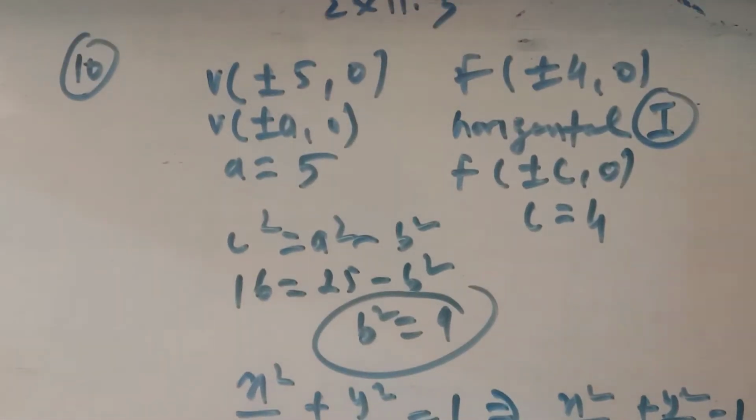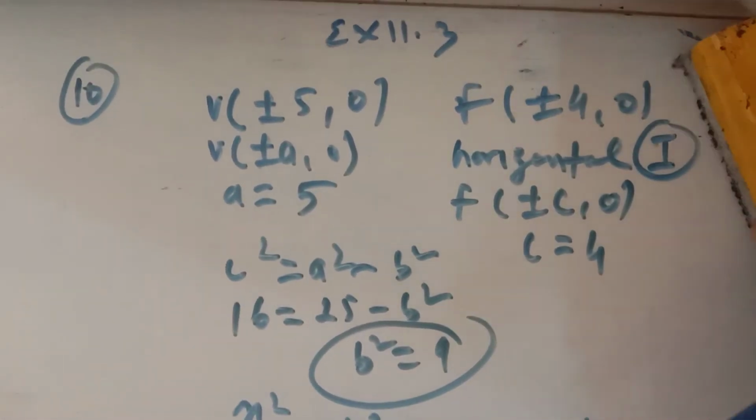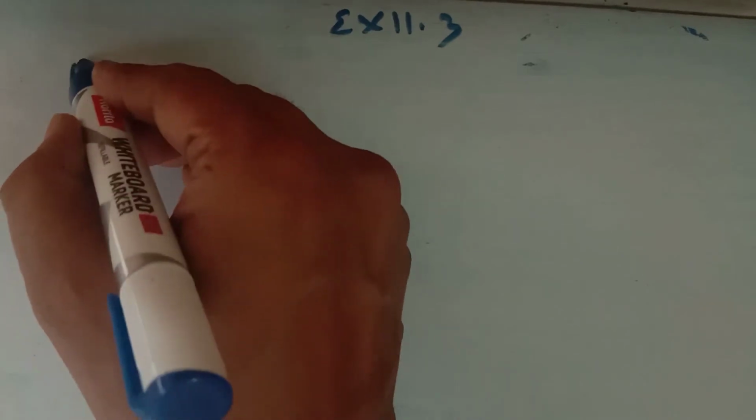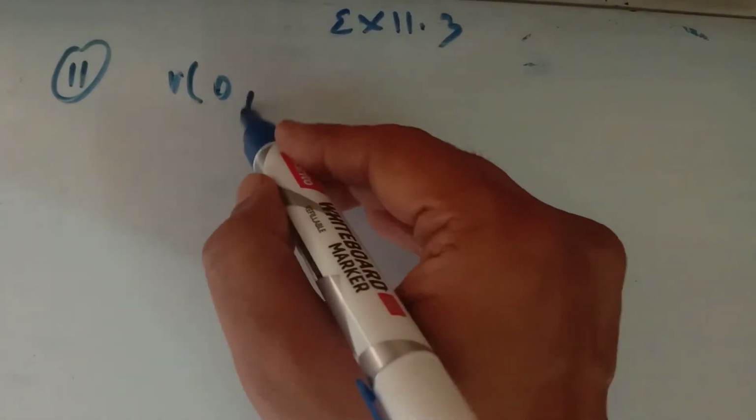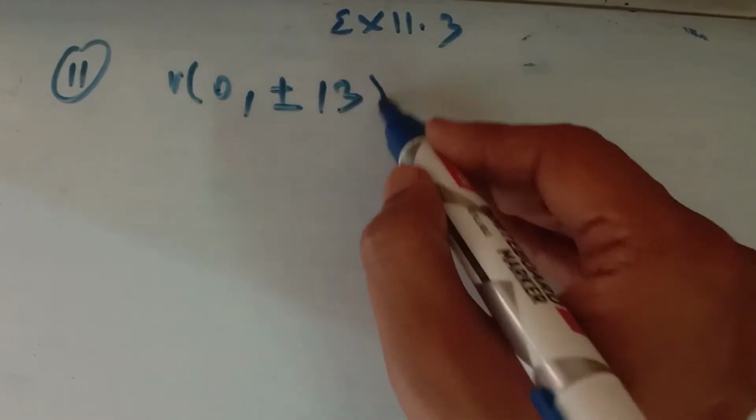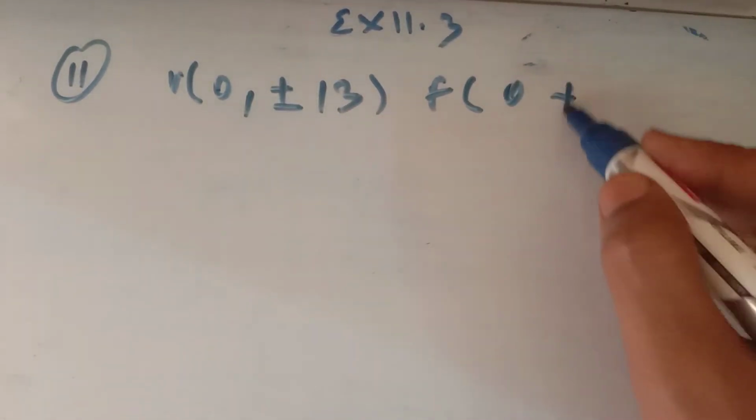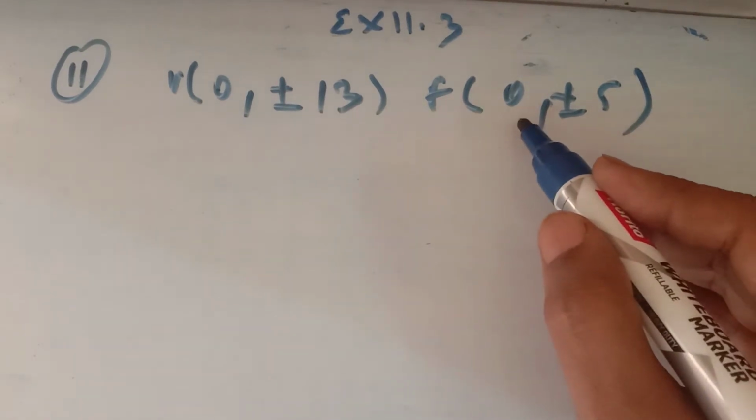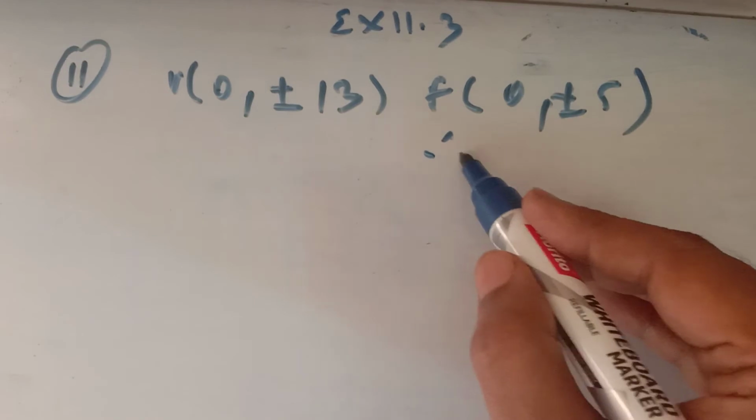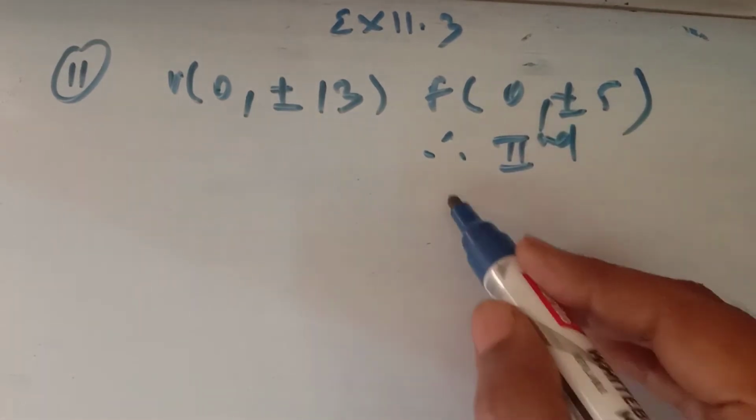So we can easily find the equation of the ellipse when some parts of the ellipse are given: either the focus, the vertex, the length of the major axis, or the length of the minor axis. You can easily detect whether it is a horizontal or a vertical ellipse from the given parts. Now the vertex is given as 0 plus minus 13 and the focus is 0 plus minus 5. Because the focus lies on the y-axis, because its x coordinate is 0, it will be a second type ellipse.